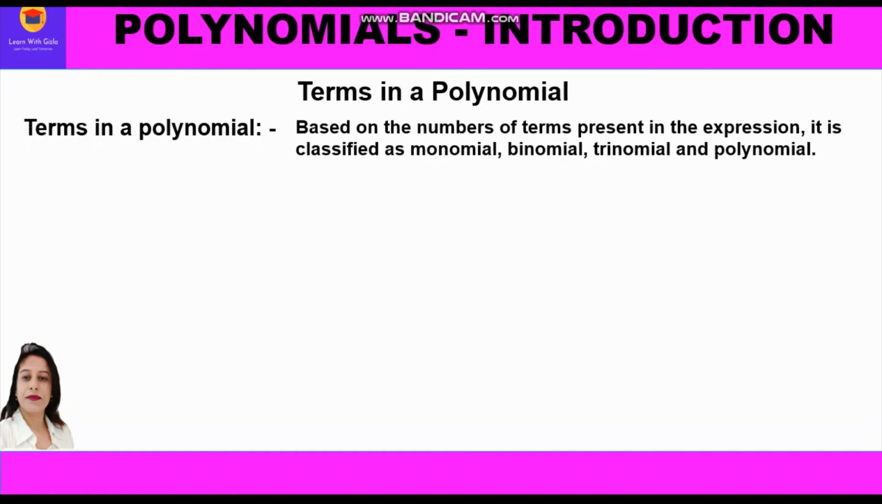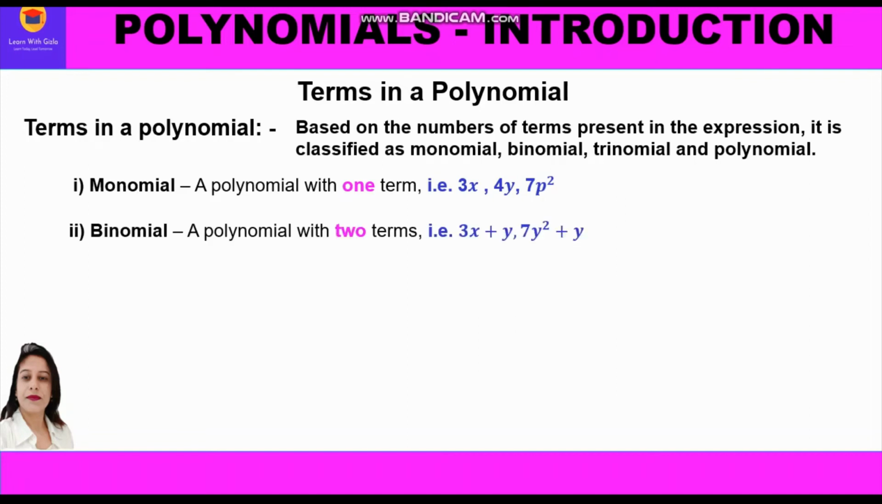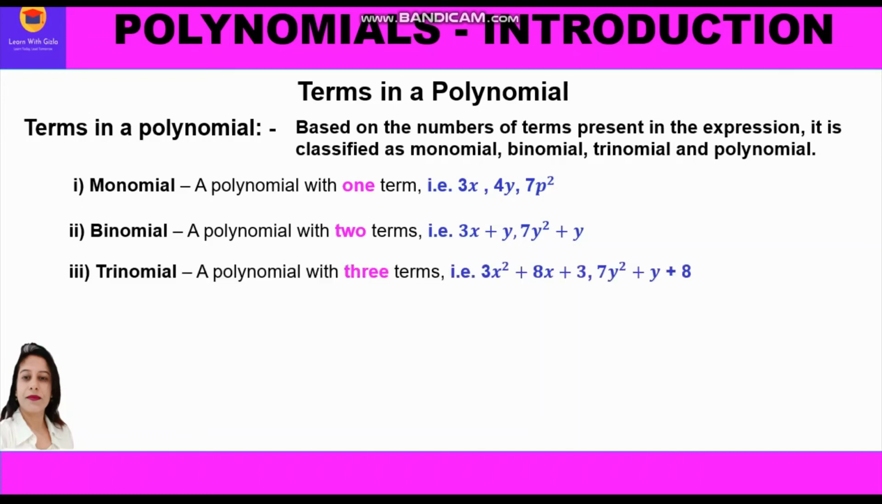First one is monomial. So what is a monomial? A polynomial with one term. For example, we have 3x, 4y, 7p square. Only a single term in a polynomial is known as a monomial. Then comes binomial, a polynomial with two terms, that is 3x plus y or 7y square plus y. So only two terms are involved over here. Then comes the trinomial, a polynomial with three terms like 3x square plus 8x plus 3. Likewise 7y square plus y plus 8.